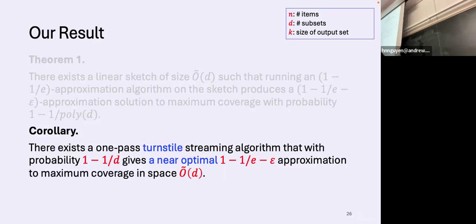Nguyen, what was the result of Hoai-An's work? You mentioned the D and something. Yeah, so they give the same approximation and the same space up to polylog factors maybe, and they're in the insertion only, but still edge, right? Yeah.